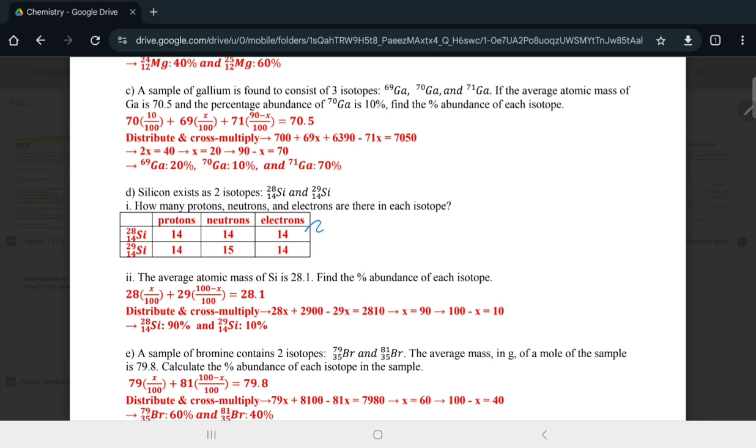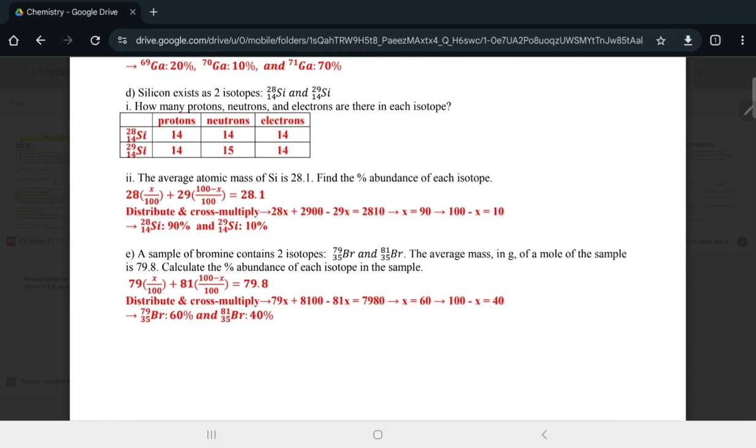Now, you have two isotopes of silicon, and they gave you the symbol. So the protons are the same as the atomic number. They're both going to be 14, and the neutrons are going to be the mass number, which is 28, minus the protons, which is 14. And the second one, it's 29 minus 14. So here you get 14 and here 15. And the electrons are going to be the same as the protons, since they didn't mention any charge.